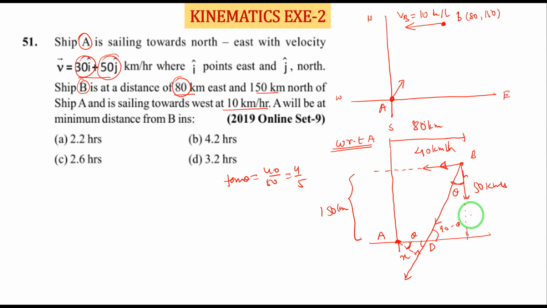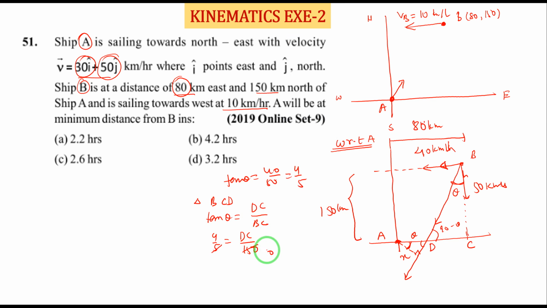AD, to find the X. Call this point C. Now from the triangle BCD, I can apply tan theta equals to DC upon BC. Tan theta is 4 upon 5 equals to DC. DC means that we have to find. BC means 150.